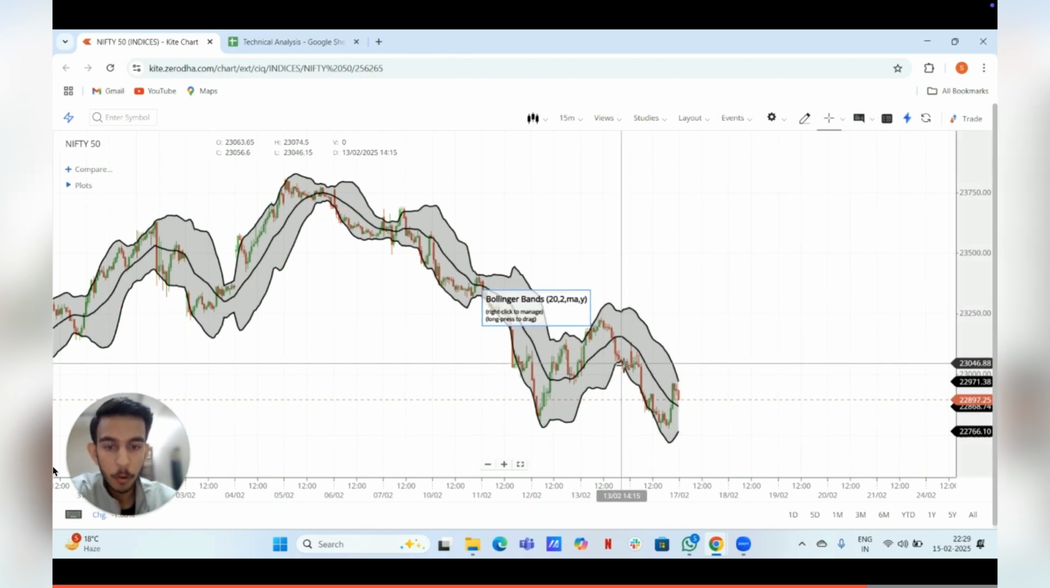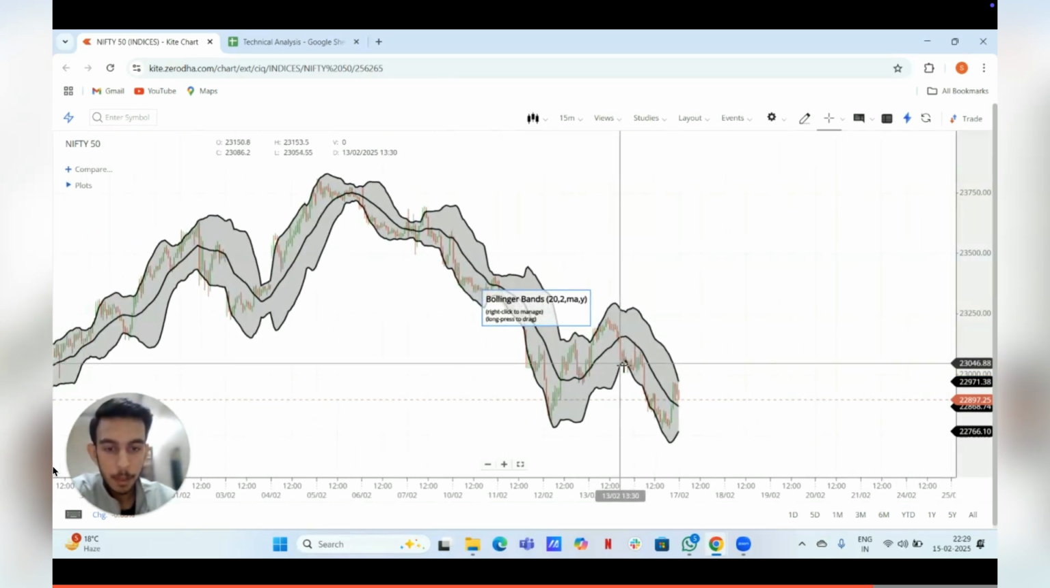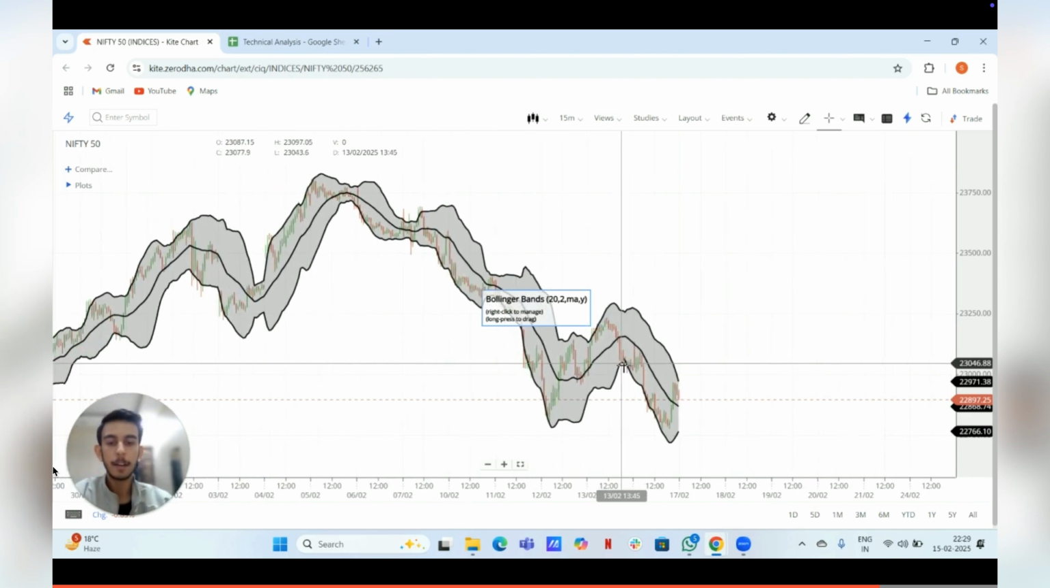Yeah, so we have moved on to Bollinger Bands as of now. What does Bollinger Band do is, I would tell you a basic definition of Bollinger Band. Bollinger Band is an indicator which is based out of price only.